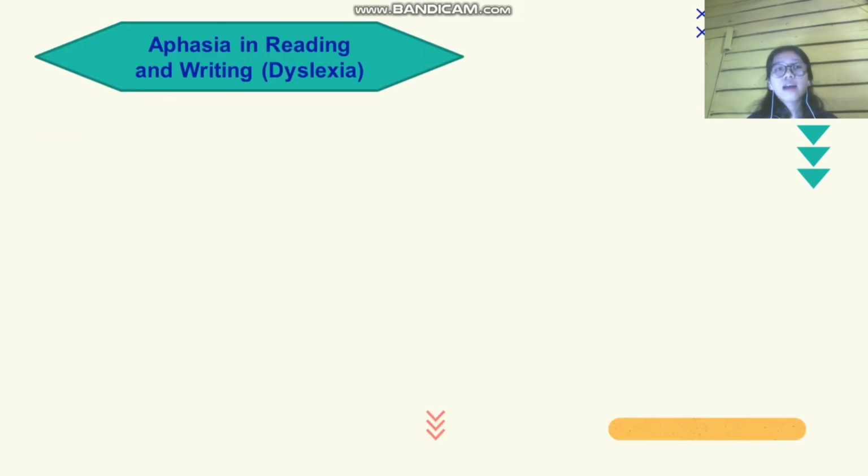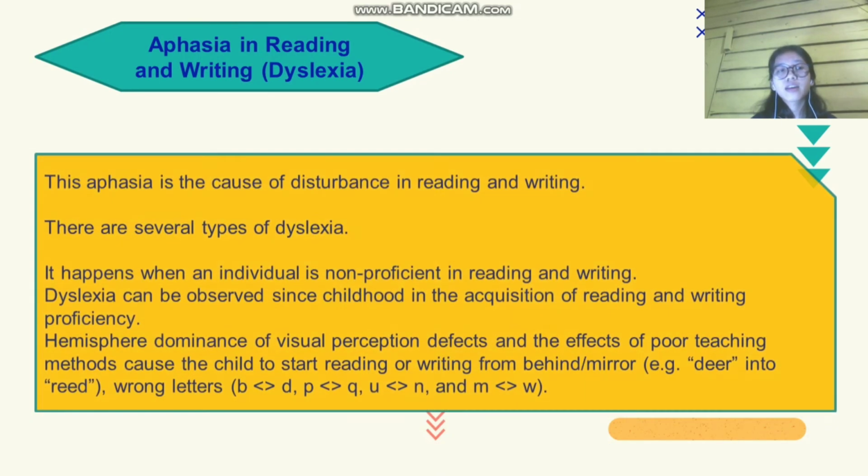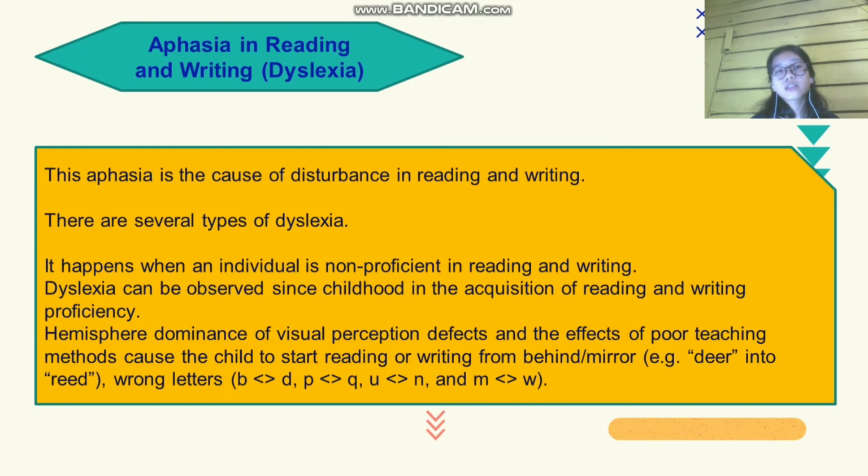The last is aphasia in reading and writing, or dyslexia. This aphasia is the cause of disturbance in reading and writing. There are several types of dyslexia. It happens when an individual is not proficient in reading and writing.